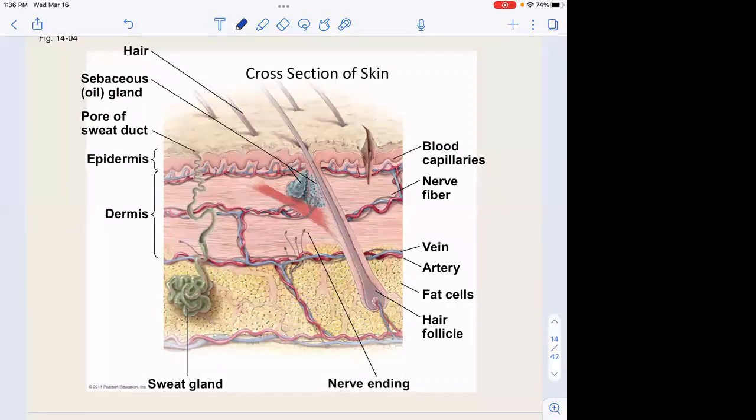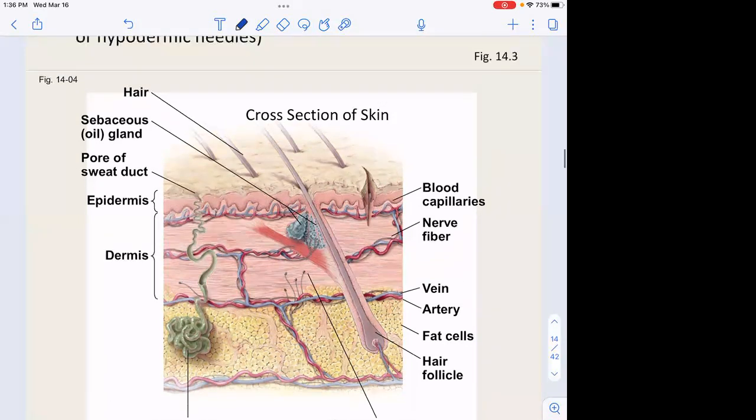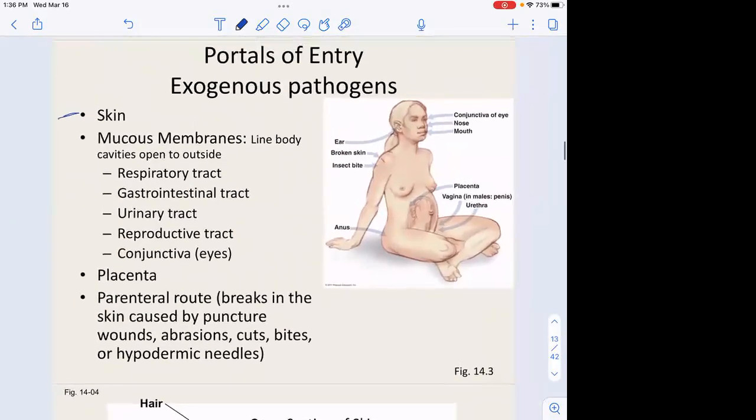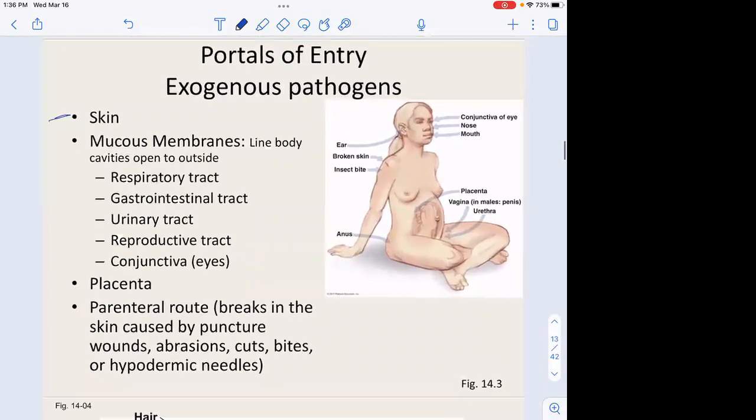The outside layers are dead, and so it's not easy for a microbe to attach to it. We have lots of mechanisms that make the skin a pretty effective barrier. All right, so we'll look at that in more detail when we talk about our lines of defense in immunity. As long as the skin is intact, it's a pretty good barrier.